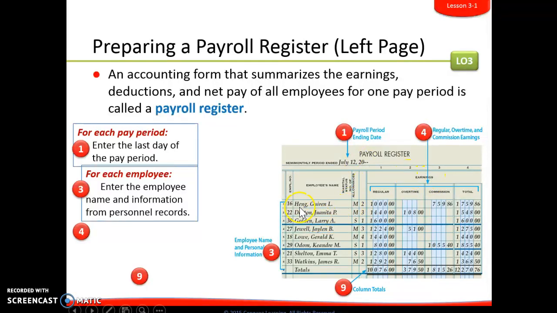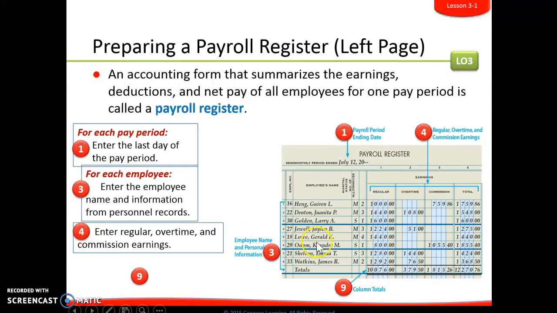from the personal records. So here we see the employee numbers, we see the employee names, we also see this should be their marital status on this one, and then we see their allowances. So M stands for married, S stands for single.